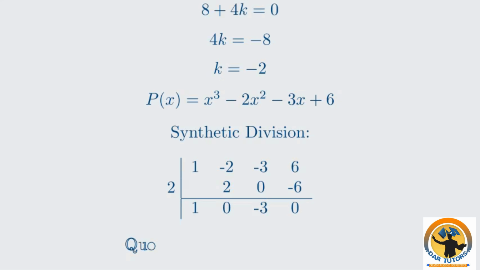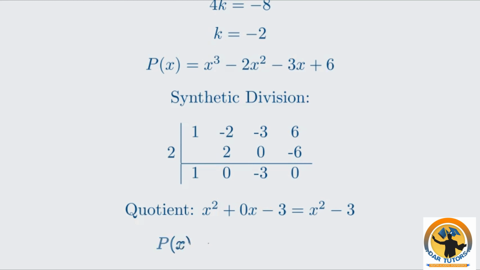The resulting coefficients, 1, 0, and negative 3, represent the quotient. Since we started with a cubic polynomial and divided by a linear factor, the quotient is a quadratic, x squared minus 3. So we can write p of x as the product of the divisor and the quotient, x minus 2 times x squared minus 3.